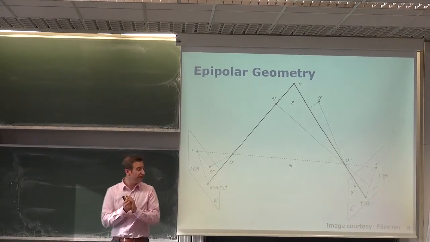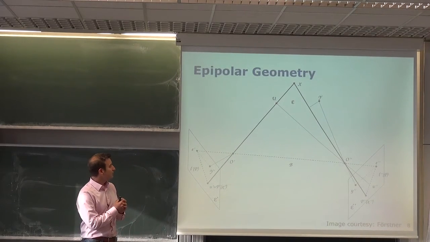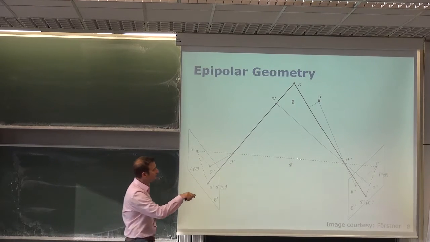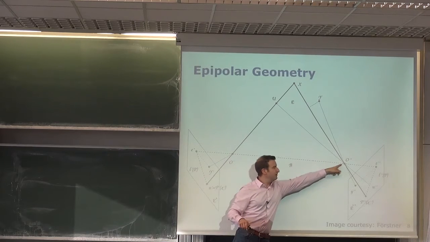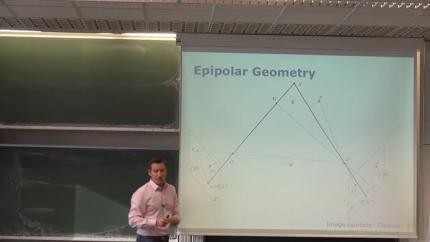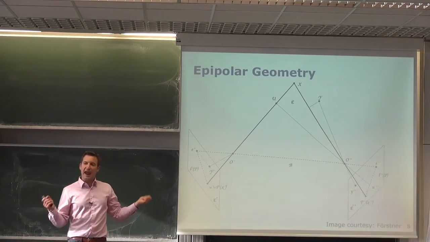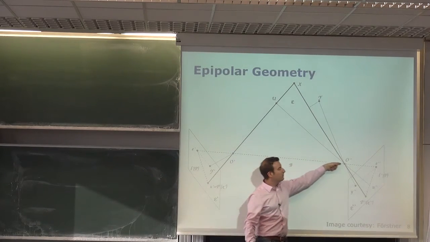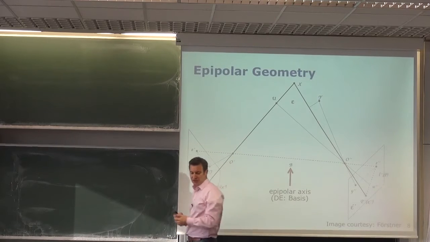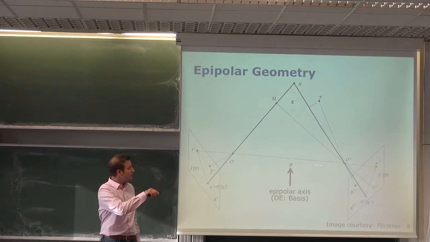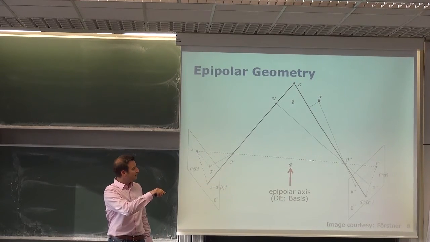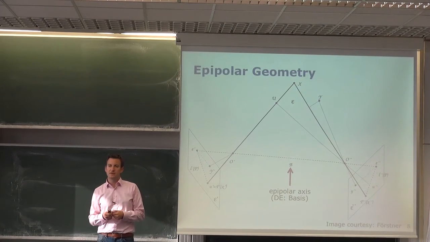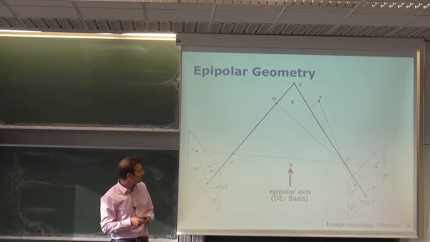Okay, and there are several important elements which we need to consider here. The first element is this b over here. This b is called the epipolar axis, and this is basically the line passing through the 2 projection centers. So I'm connecting those 2 projection centers, and this dashed line over here is the so-called epipolar axis. We'll soon see why it is called an axis.